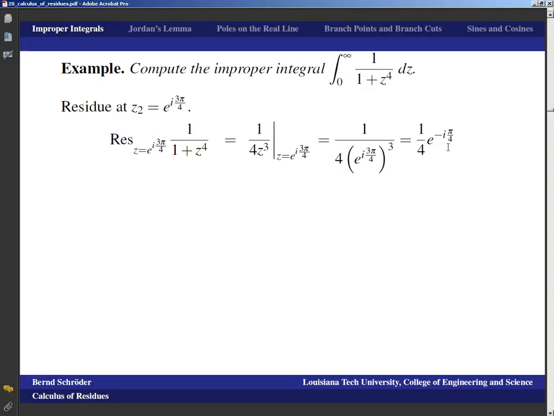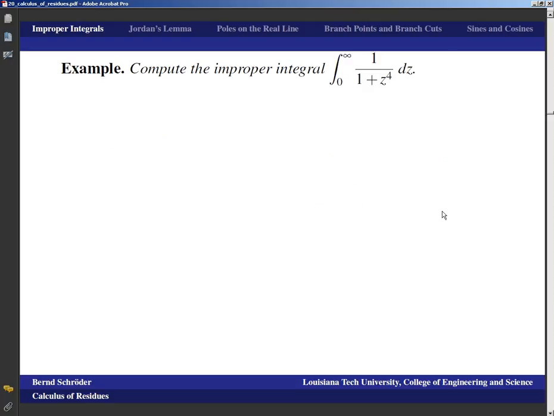This is something that's in the fourth quadrant, and so we end up with this being in rectangular form. 1/4 is being kept. 1 over root 2 minus i times 1 over root 2. Taking out the 1 over root 2 gives us 1 over 4 times root 2 times 1 minus i.